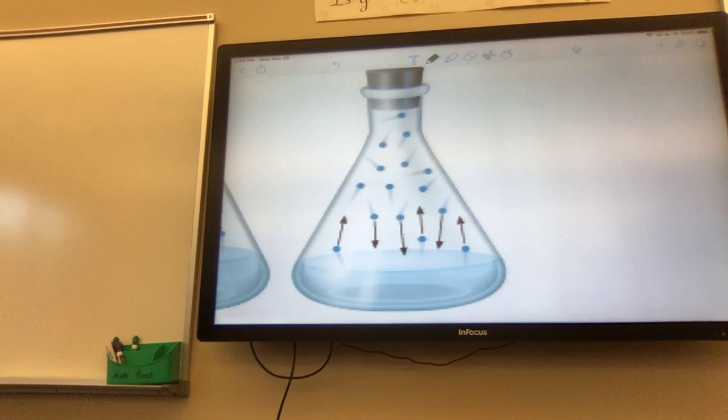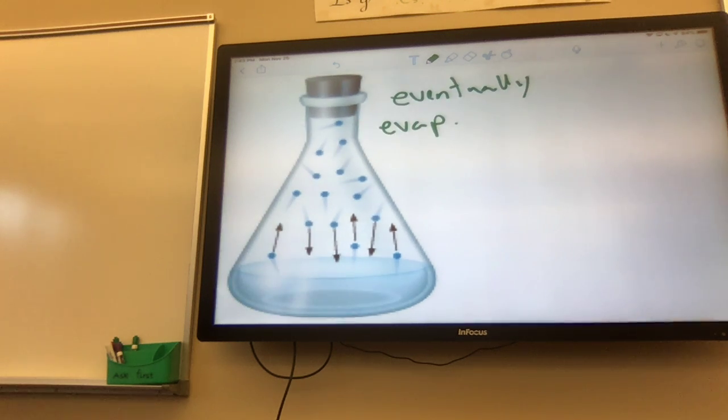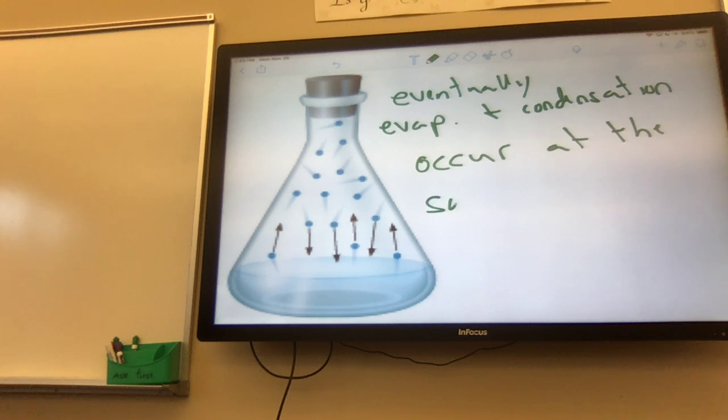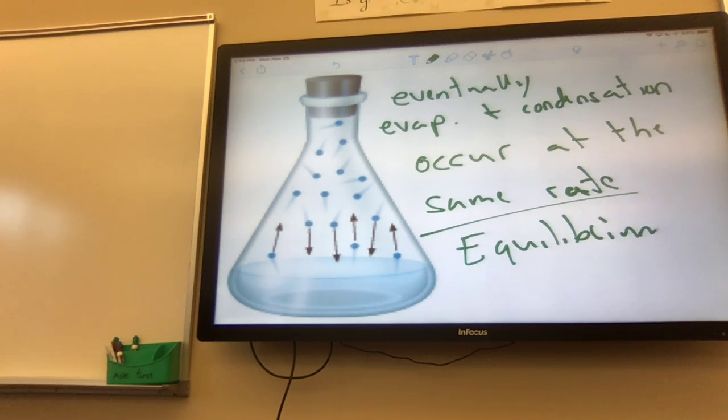So eventually, evaporation and condensation occur at the same rate, which we would call an equilibrium. Doesn't that depend on temp though? It does depend on the temperature.